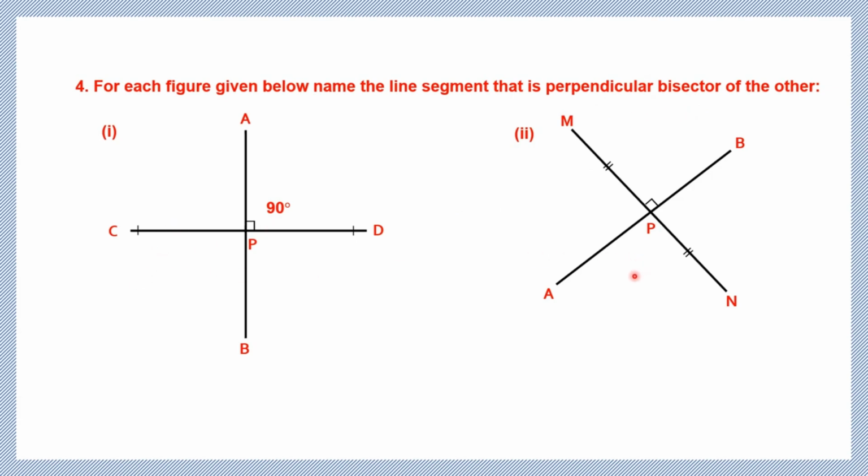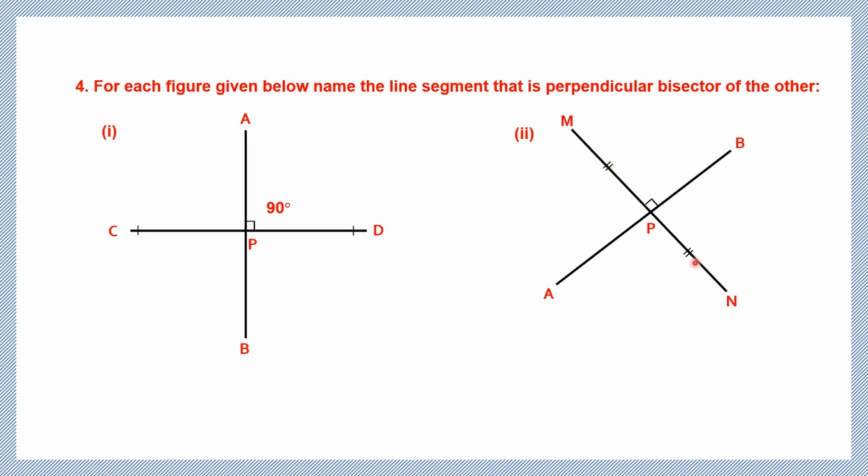Now look at this one here. Here we have line MN which is perpendicular to AB. But on AB there are no strokes, whereas there are strokes on the line MN. That means this line AB has cut MN into two equal parts. That's why we have two strokes. That means PN is equal to PM. How did that happen? Because AB cut it exactly at the midpoint P and it's forming 90 degrees. Also that square or box there means 90 degrees. So here also AB is the perpendicular bisector of MN.